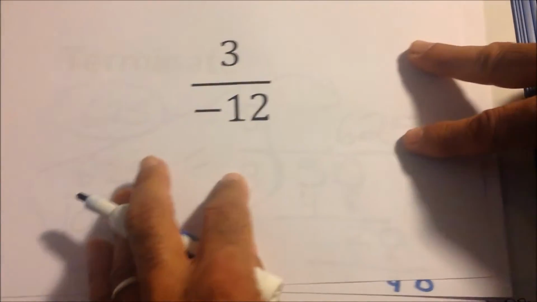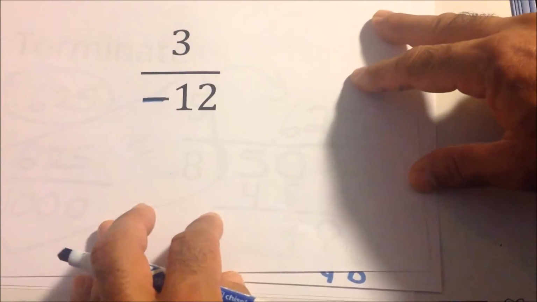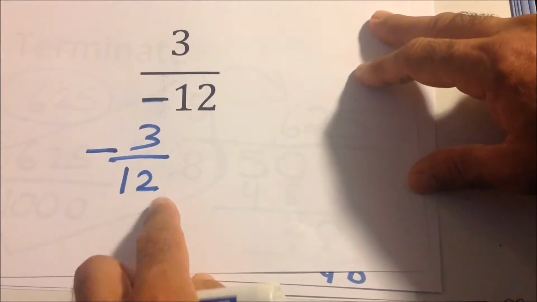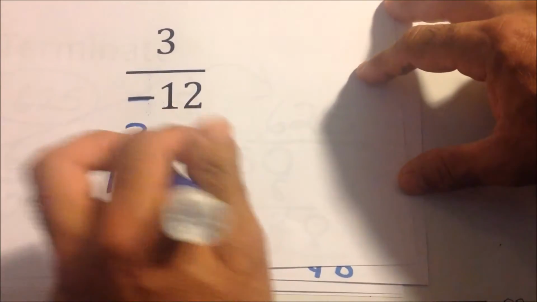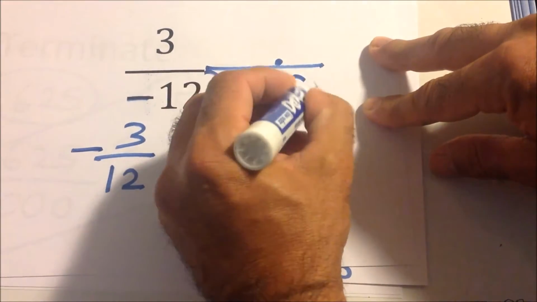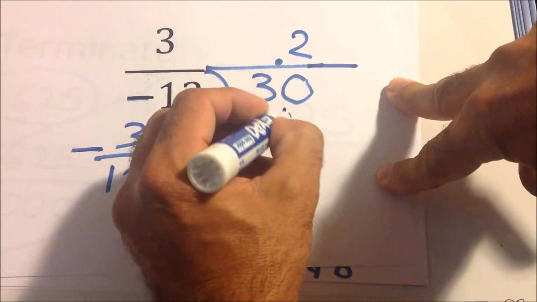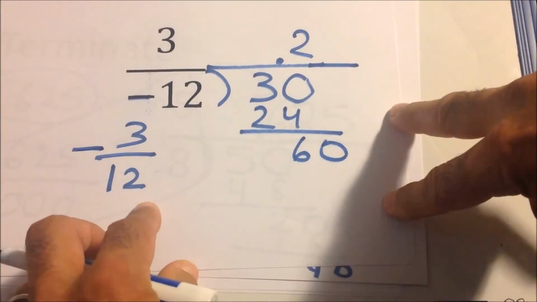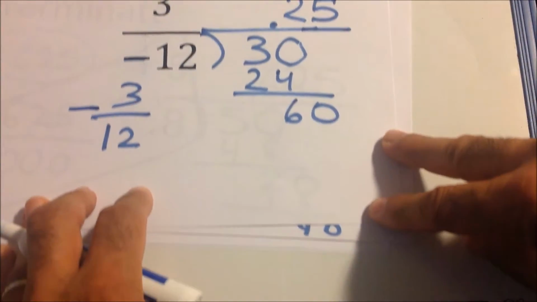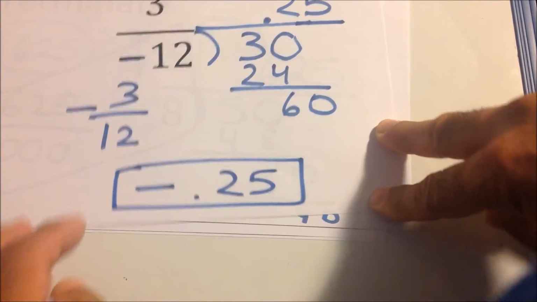Okay, so again, let's bring this over a little more. And keep in mind, we have a negative here. This is negative 3/12. It doesn't matter where the negative is, by the way. You can even write it like that, negative 3/12. It's a negative number. So keep that in mind with our answer. So the 3 goes in the box. The top number always goes in the box. Put a dot, 0, extend. 12 goes into 30 twice. So we have 24. Bring down the 6, and 12 goes into 60 5 times. So it's not 0.25. It's negative 0.25. And negative 0.25 is a rational number.